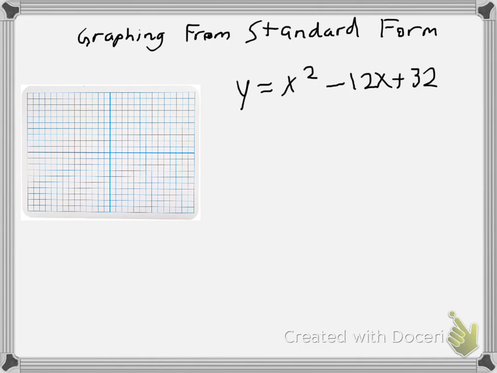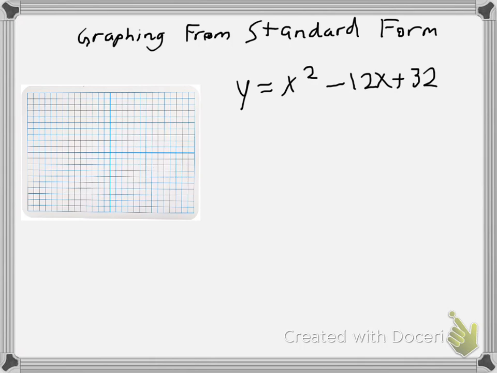So first we have our equation, which is y equals x squared minus 12x plus 32, which is in standard form. After this, we are going to have to turn it into either a vertex form equation or a factored form equation because you cannot graph from standard form. For this video's sake, I'm going to turn the equation into factored form because I feel like it's easier to graph from factored form. So here we go.